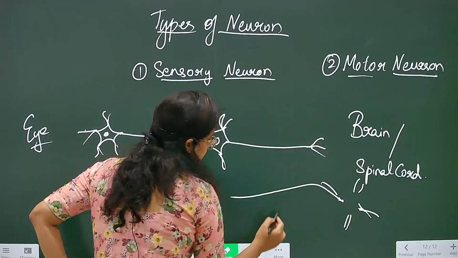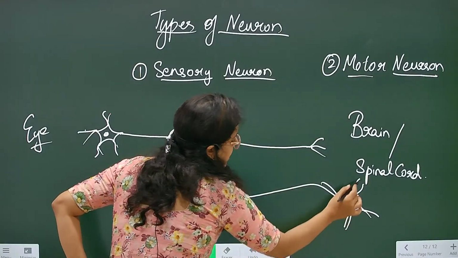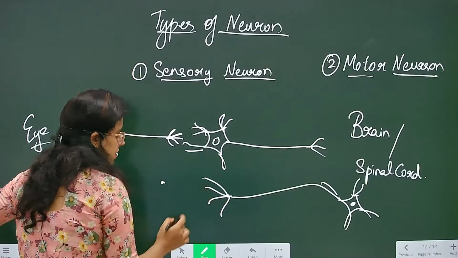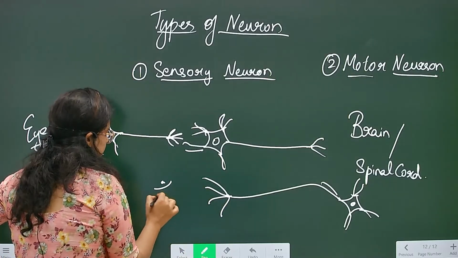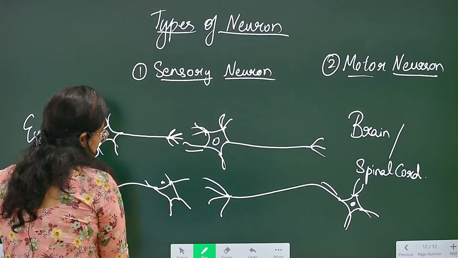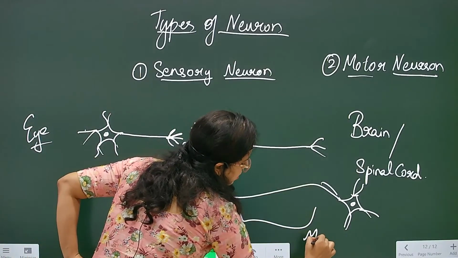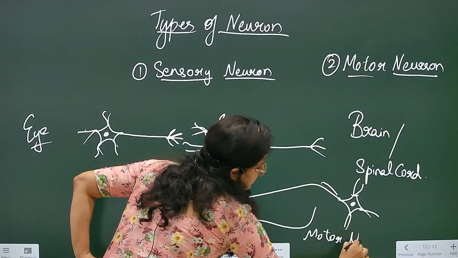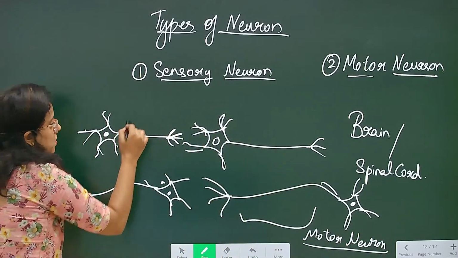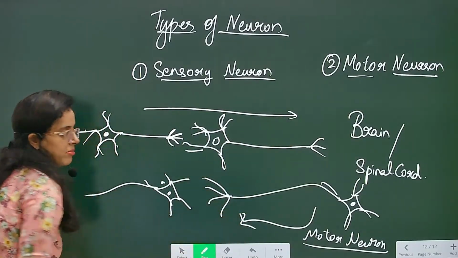So this is a dendrite. These are dendrites that are present in the brain or spinal cord, and they have axons. Again there is another nerve which has dendrites, and this nerve is called a motor neuron. A motor neuron is the one which carries the stimulus away from the brain, and a sensory neuron carries the impulse towards the brain. Away from the brain, towards the brain.